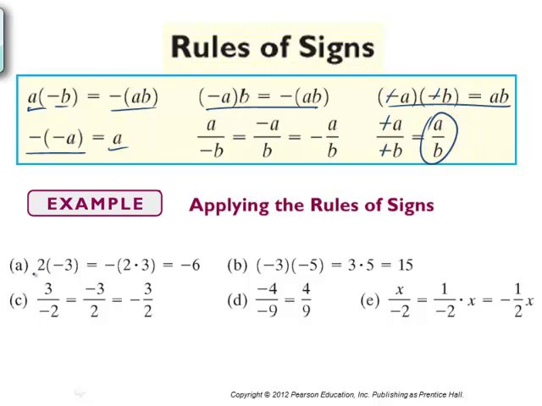So, for example, if you have 2 times negative 3, that's just going to be negative 6, right? Negative 3 times negative 5, the negatives cancel, leaving you just with 15. 3 times 5 is 15. If you have 3 over negative 2, you could write that as negative 3/2. You have negative 4 over negative 9, the negatives cancel, leaving you just with 4/9. You can kind of think about x over negative 2 as negative 1/2 times x.